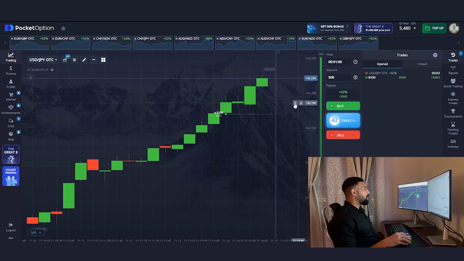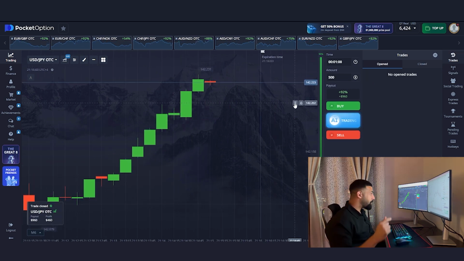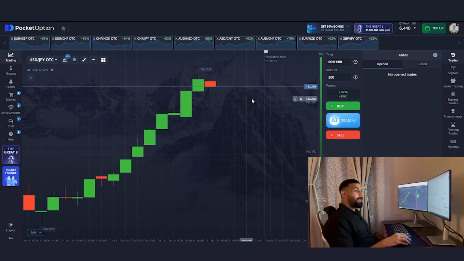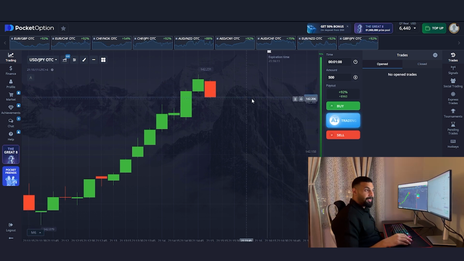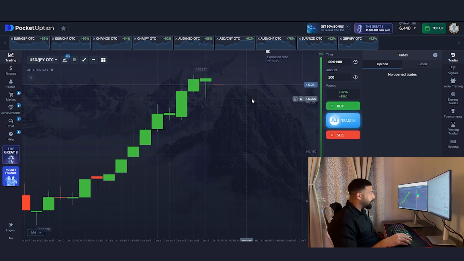I have a good feeling that I will make it, because it's only 2 seconds and I made it. I made a profit of $460 from my second trade. I got it, but let's see our third trade, what it will look like.